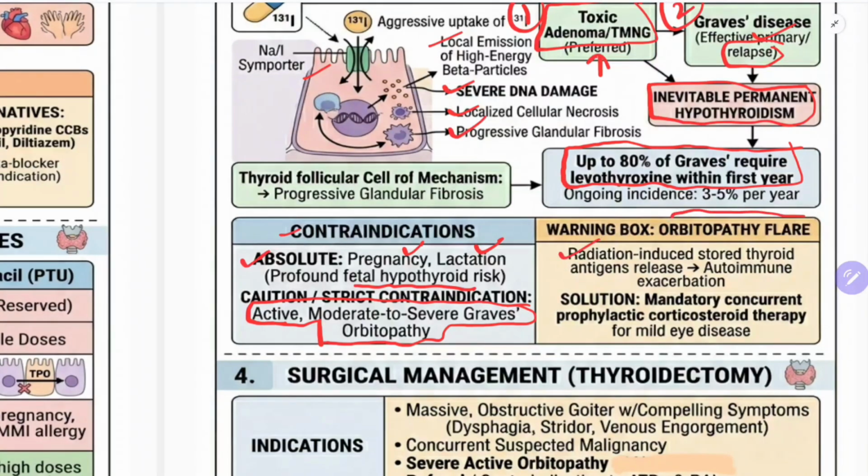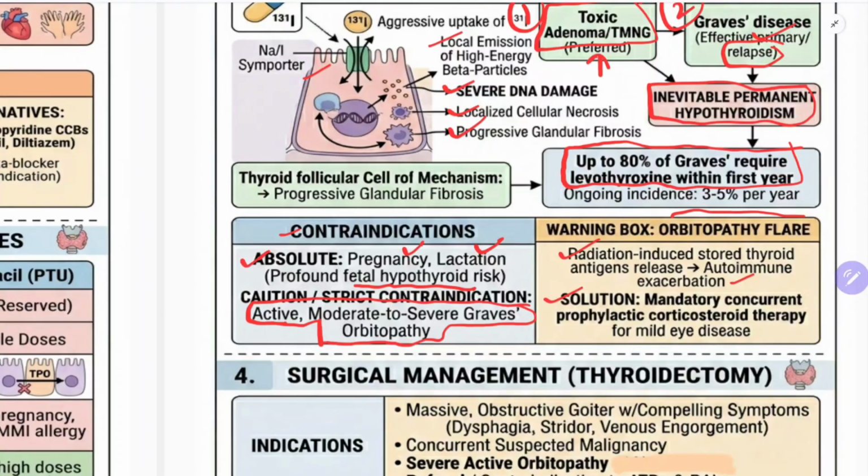Radiation-induced release of stored thyroid antigens will cause autoimmune exacerbation. What that means is, when this radioactive iodine kills the cells, the particles of the cells get released into the circulation, so they will be recognized as antigens by the body's immune system, and there will be exacerbation of autoimmune destruction. That's why there will be an orbitopathy flare in these patients. That's why you should not use radioactive iodine therapy in patients with moderate to severe, active eye disease. So what is the solution for that?